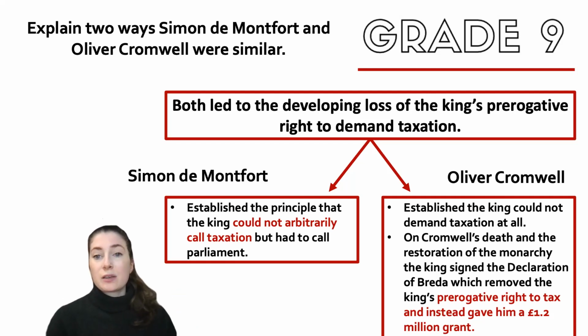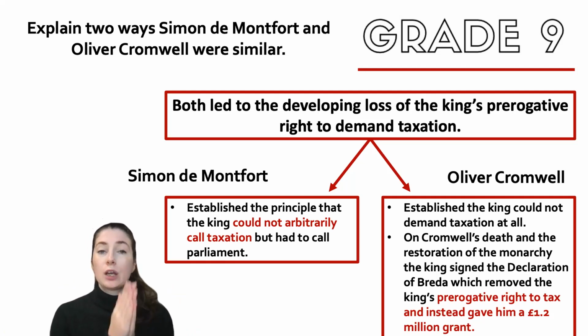Charles II has to sign the Declaration of Breda. Now, this means he's no longer, as a king, able to tax his subjects. He cannot use his prerogative right to tax, prerogative meaning the right of the king. Instead, he's given a grant of £1.2 million. That's a huge moment in the monarch's power because they are no longer allowed to tax the people. To this day, the Queen cannot call a tax.